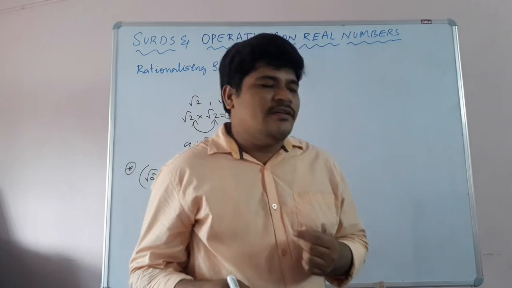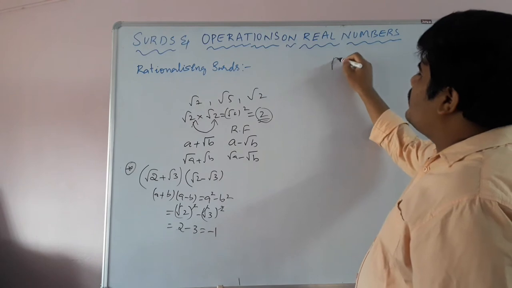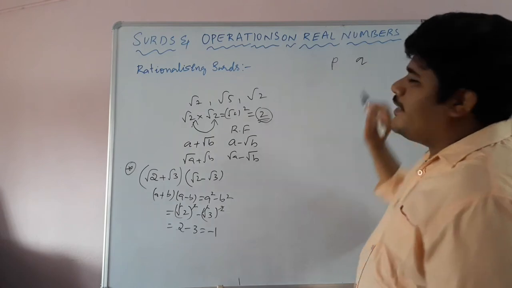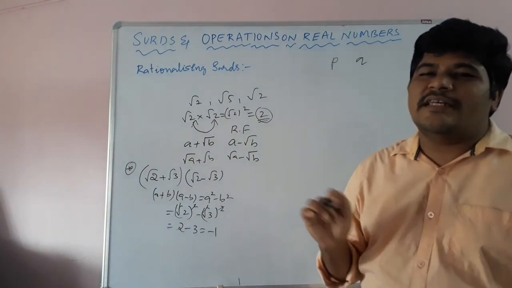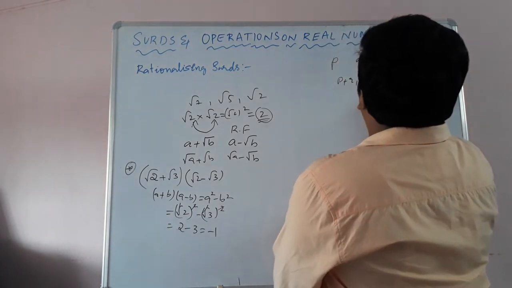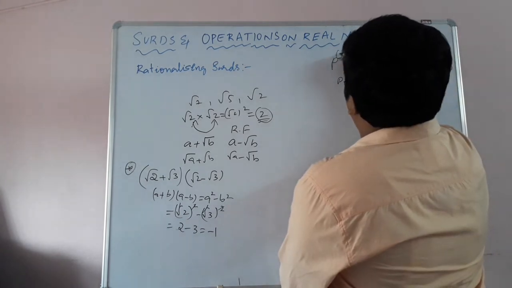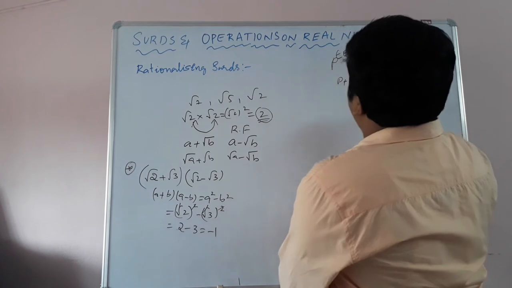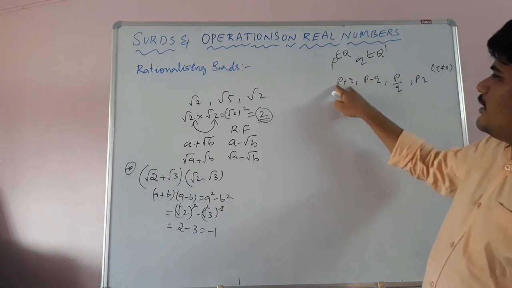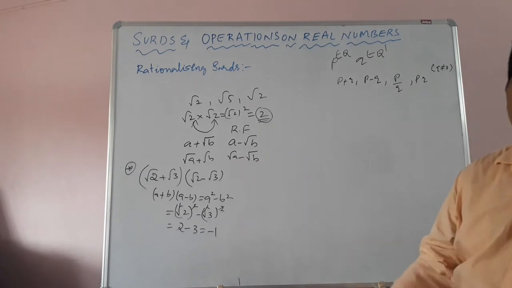Okay. And also students, one more important point is there, that is, if P is a rational number and Q is an irrational number. P is rational number, Q is irrational number. Then P plus Q, P minus Q, P by Q and P into Q, where Q is not equal to 0. So if P belongs to Q, Q belongs to Q dash, then means if P is rational, Q is irrational, then its sum, difference, quotient and product, all these are irrational numbers only.